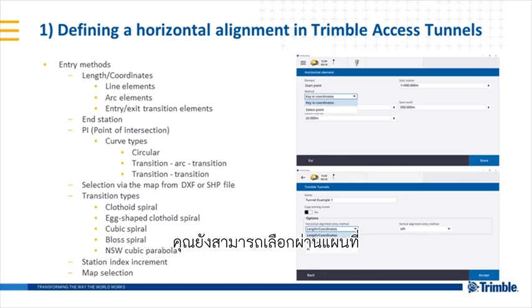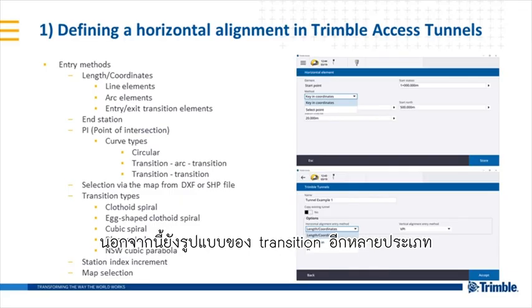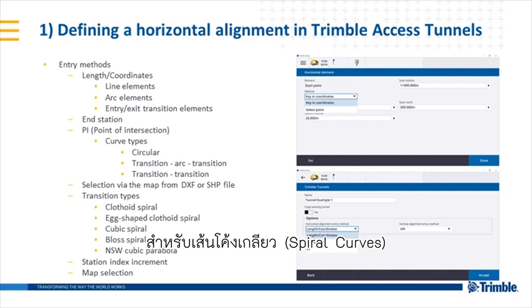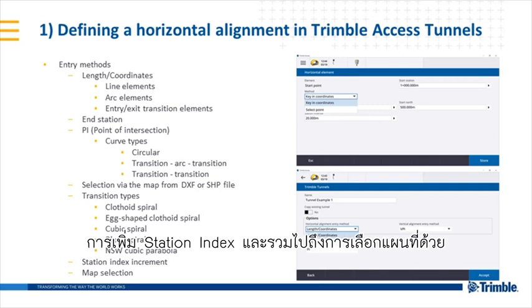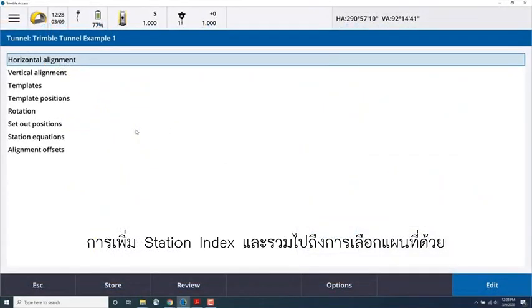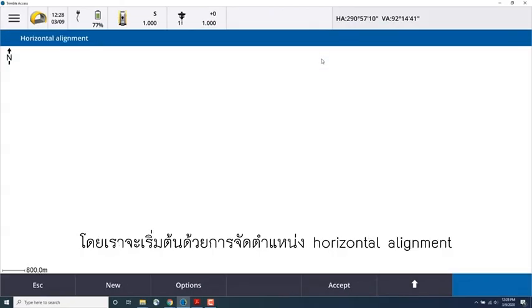You can also select via the map in Trimble Access from a DXF or shapefile for entering alignment elements. There's also a variety of transition types for spiral curves, station, index, increment, and through the map selection. For this, we'll start with the horizontal alignment.